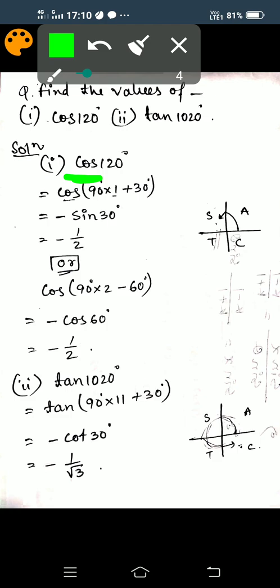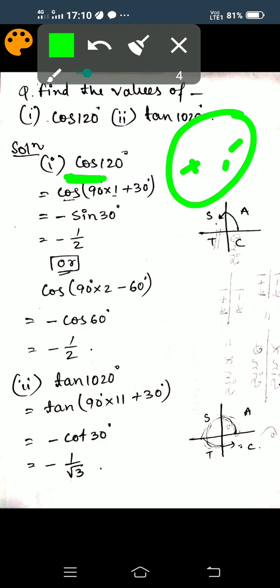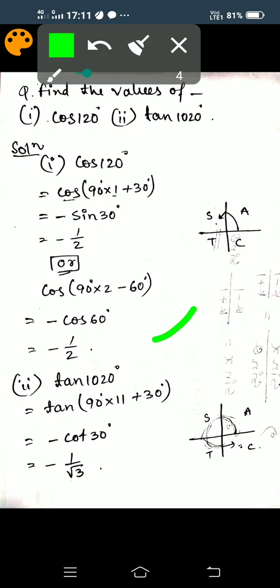So this plus or minus sign will depend on the initial function. If there is cos, then depending on this function we'll put either plus or minus, not depending on the new function. This one you can solve by another method also. 120 degree can be written as 180 minus 60 also. So 90 into 2 minus 60 we can write, no problem, because 180 minus 60 is again 120 degree. You can follow any method, no problem.